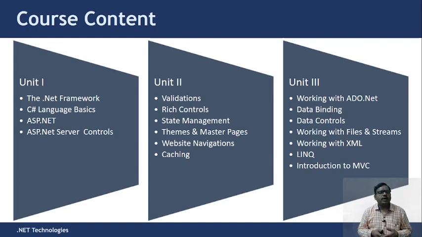You will also learn LINQ. We'll see XML, what is XML, and at the end we'll see what is the MVC model. So this is how the entire course is divided into 3 units.